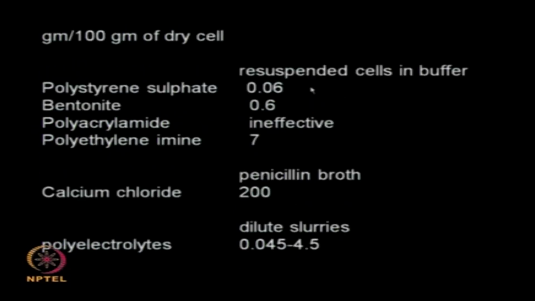If it is resuspended cells in a buffer, again the quantity of polystyrene sulfate and bentonite changes, but polyacrylamide is ineffective. If it is a penicillin or an antibiotic based broth, then we can use calcium chloride, and if it is dilute slurries, we can use electrolytes. Generally polyacrylamide is very good for water treatment plants. When we have very fine suspended particles, it leads to nice flocks by using polyacrylamide type of material.